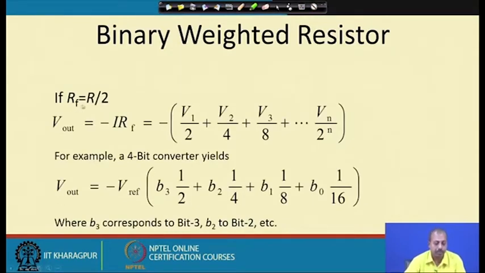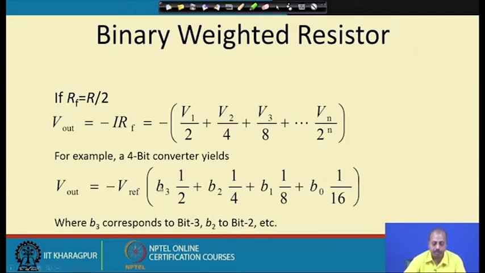Now, if we take RF equal to R by 2, then V out equals minus I into RF, which is V1 by 2 plus V2 by 2 plus V3 by 8, up to Vn by 2 to the power n. If we have a 4 bit converter, then V1, V2, V3 are all equal to Vref. So, this Vref is taken out.